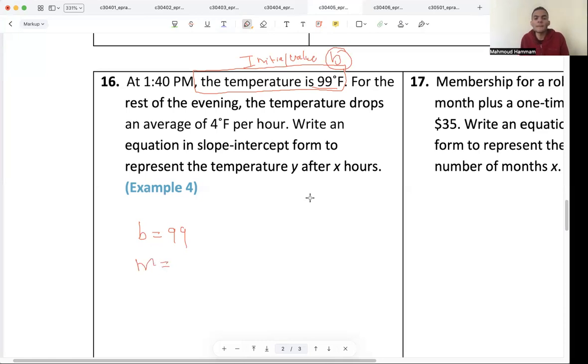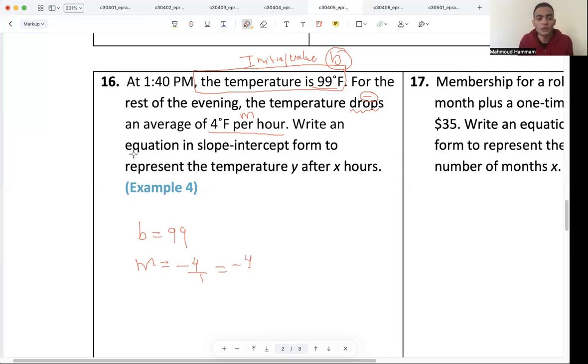So m, what is m? Let's continue reading. For the rest of the evening, the temperature drops an average of, he said drops, so something decreasing. So this means positive or negative? Negative. Decreasing, so it is negative. Drops an average of 4 degrees per hour. Whenever you see the word per, this means that you are talking about the slope. 4 degrees per hour, so the m is -4 over 1, because I said degrees Fahrenheit per hour. -4 over 1 is just -4.